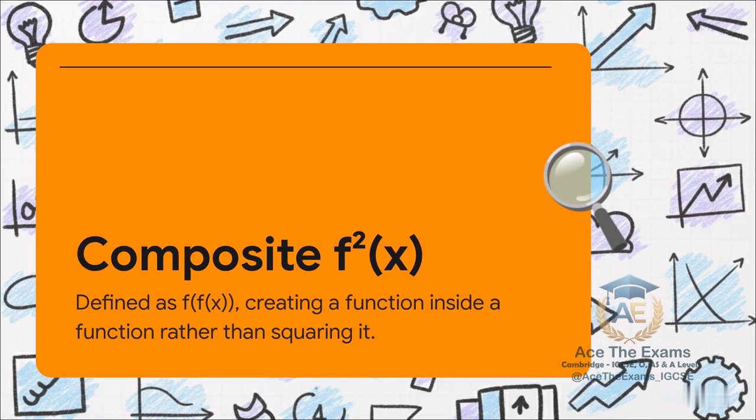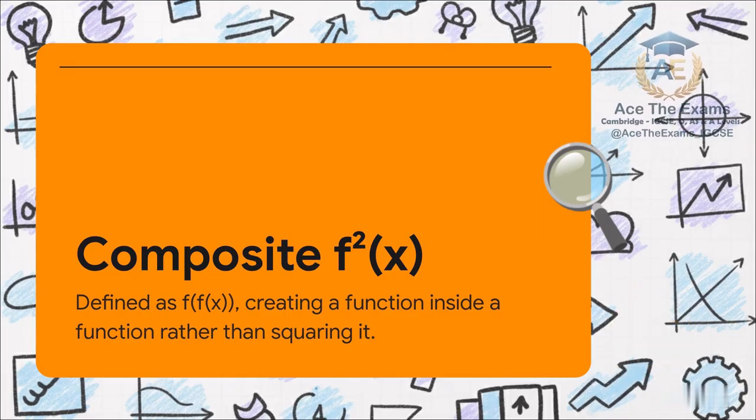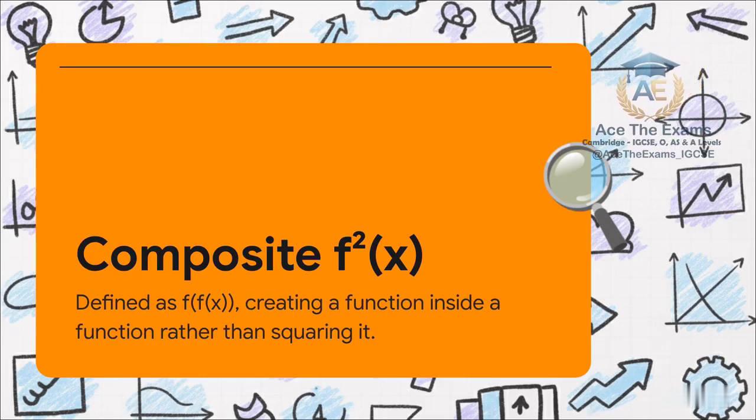And this brings us to the absolute core of the confusion for so many candidates. Let's break down the definition of a composite function, specifically f squared of x. The notation f squared of x means f of f of x. Let me repeat that because it's crucial. It does not mean taking the entire function and squaring it.